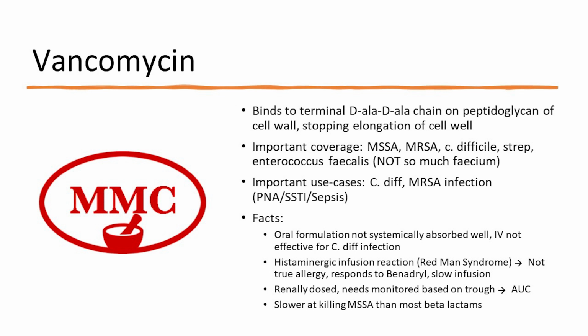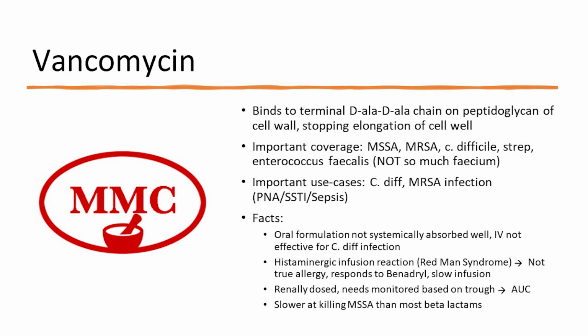So in terms of important coverage, it covers for MSSA, MRSA, C. diff, strep, and Enterococcus faecalis, but not so much Enterococcus faecium. All right. So in terms of important use cases, it's used orally for C. diff or IV for MRSA infections like pneumonia, skin and soft tissue infections, and sepsis. So some facts about vanco.